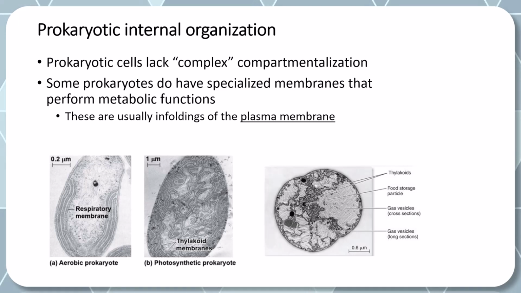As far as internal organization of prokaryotic cells go, prokaryotic cells lack complex compartmentalization. It's not that they don't have any sort of specialized structures. Some of them have specialized membranes that perform metabolic functions, like in the picture below, there's an aerobic prokaryotic organism with a respiratory membrane that does cell respiration to make ATP. There's a photosynthetic prokaryotic organism pictured here with thylakoid membranes to do photosynthesis.